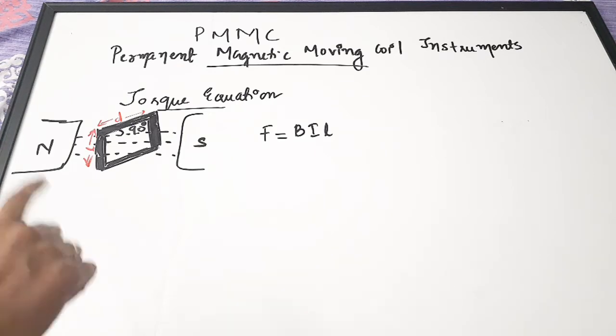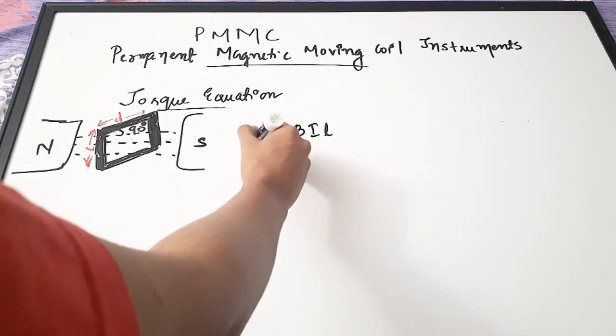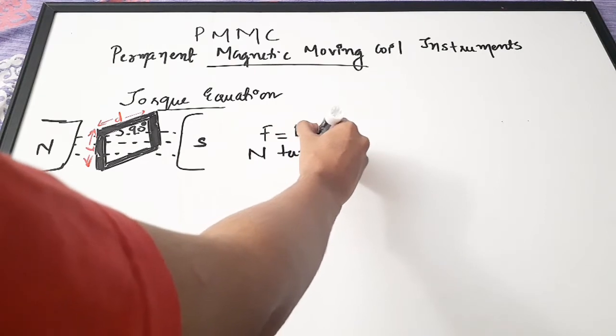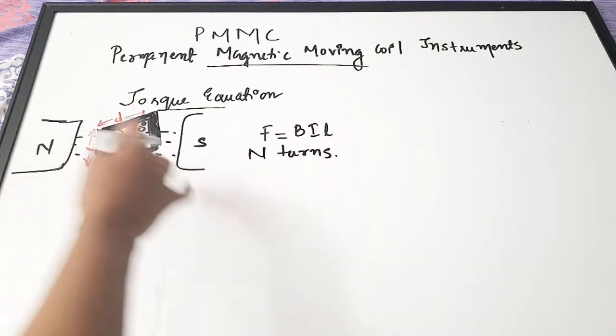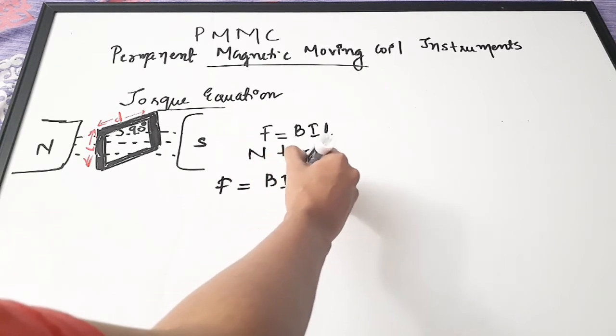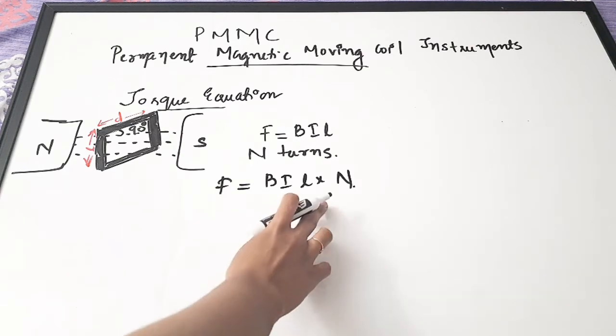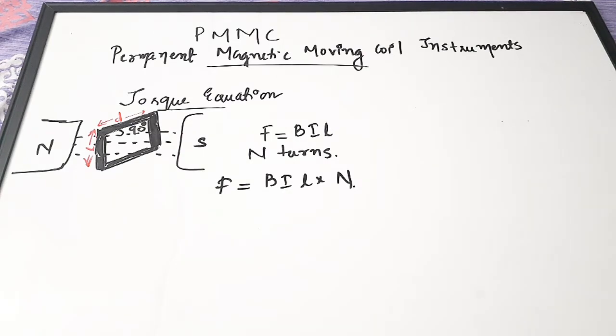Now this is nothing but a coil. It is not a single conductor, but a coil. Consider that the coil has N number of turns. Okay, so there are N turns for the coil. Then F is given by F equals B into I into L into N, where L is the length of the conductor.